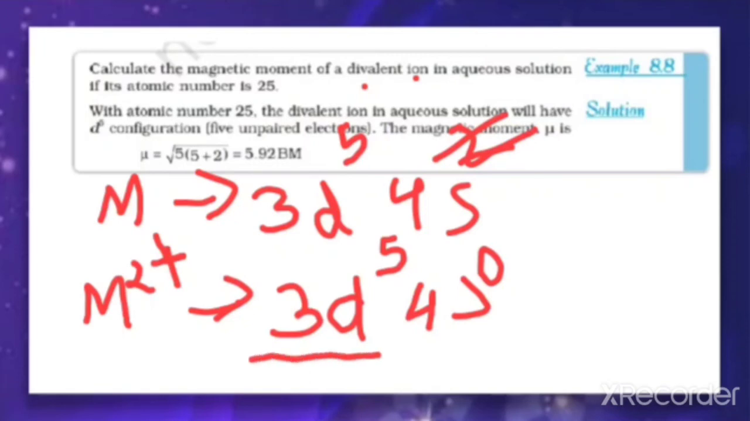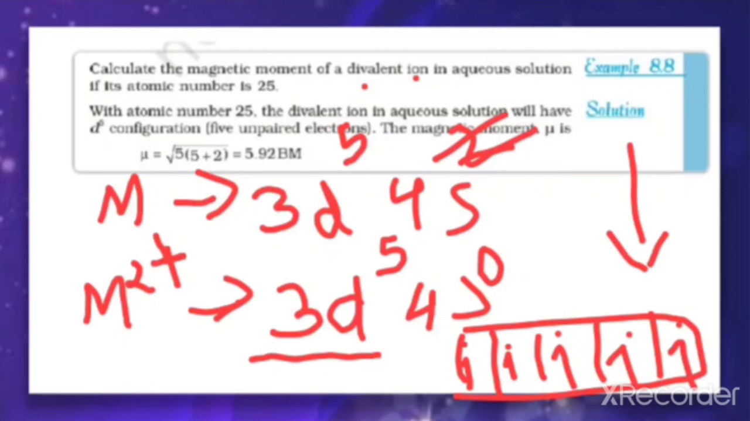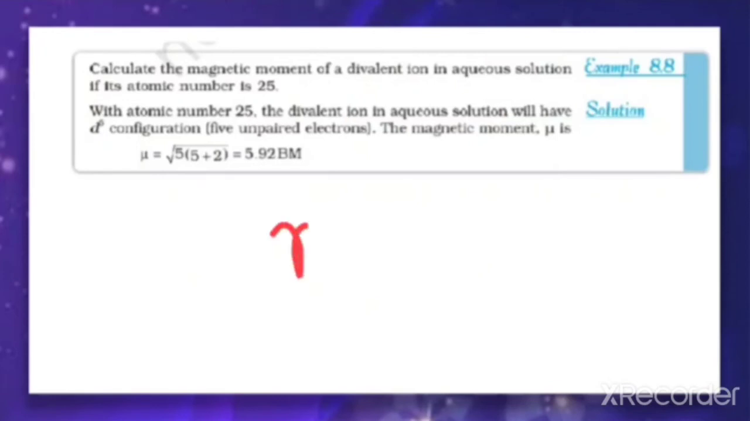When you look at 3d, it has 5 unpaired electrons. Better you make the box and you can say there are 5 unpaired electrons present. So that is 1, 2, 3, 4, 5. If it is 3d7, in that case don't get confused, n will not be equal to 7. In that case just make the box in this way and find out the number of unpaired electrons. Unpaired means that it is single in that box. So here it is 5. So we got n is equal to 5.